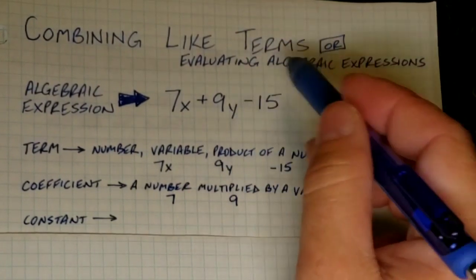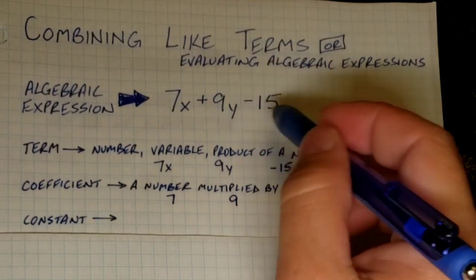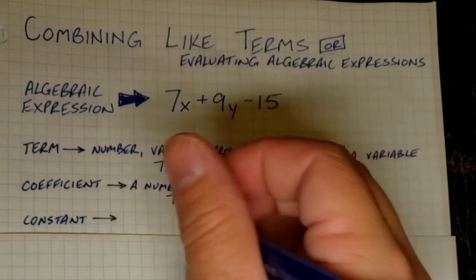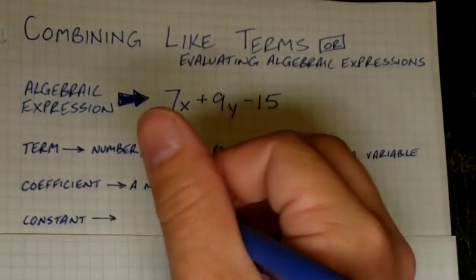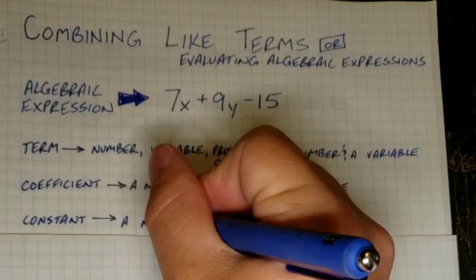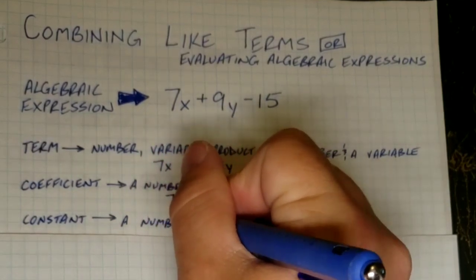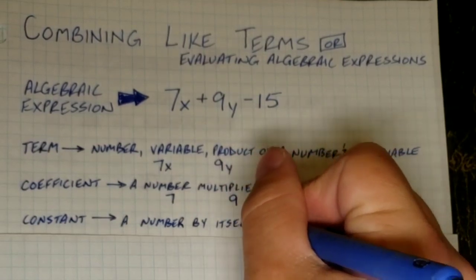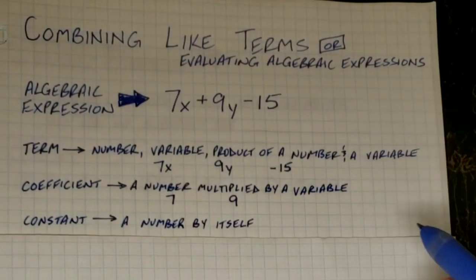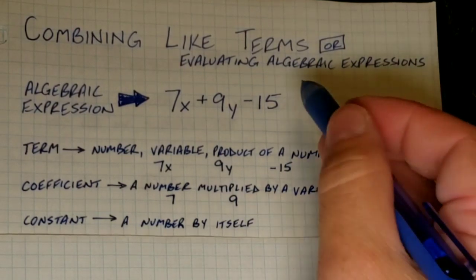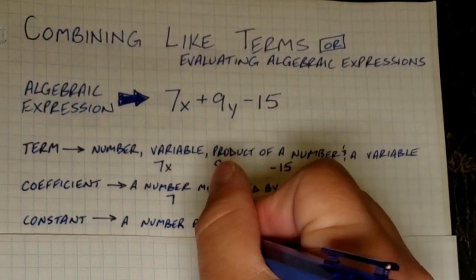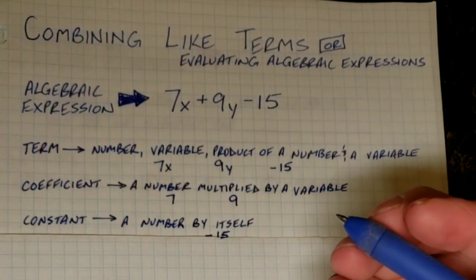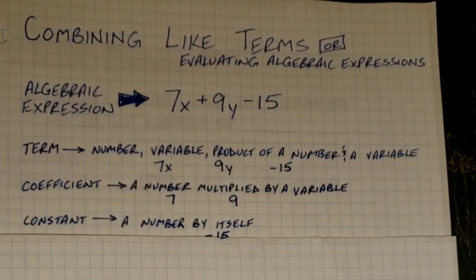So what about this negative 15? This negative 15 that doesn't have a variable with it is called a constant. So a constant is a number by itself. So again, in this algebraic expression, the term negative 15 is a constant. And all of this will become important as we go along. You'll just wait and see.